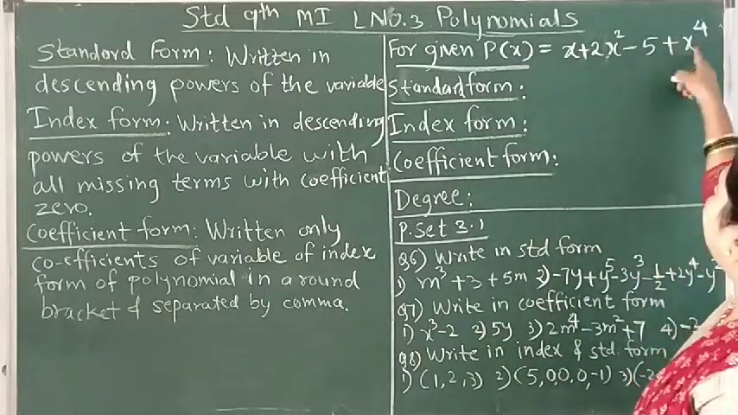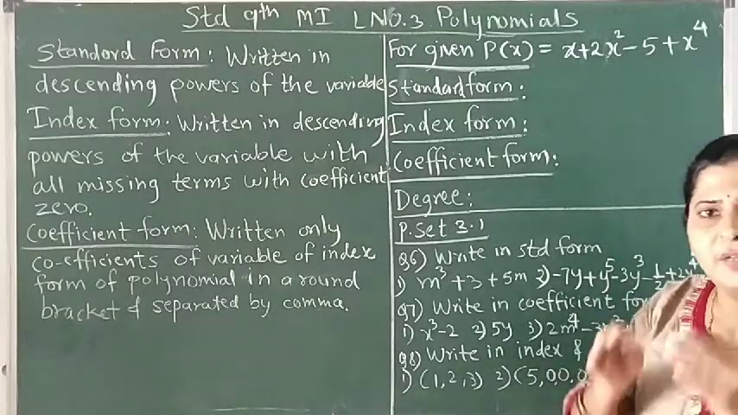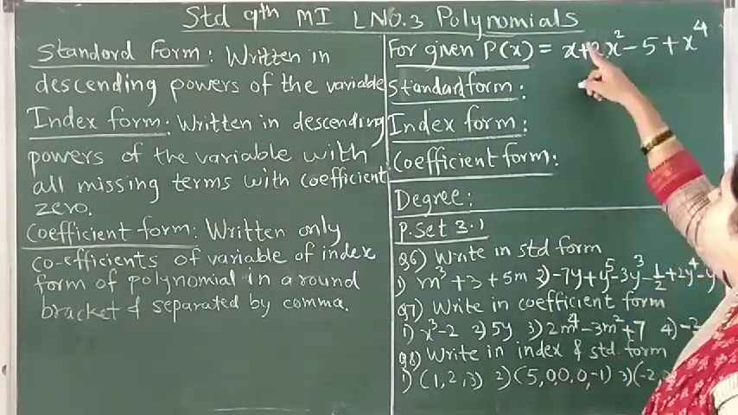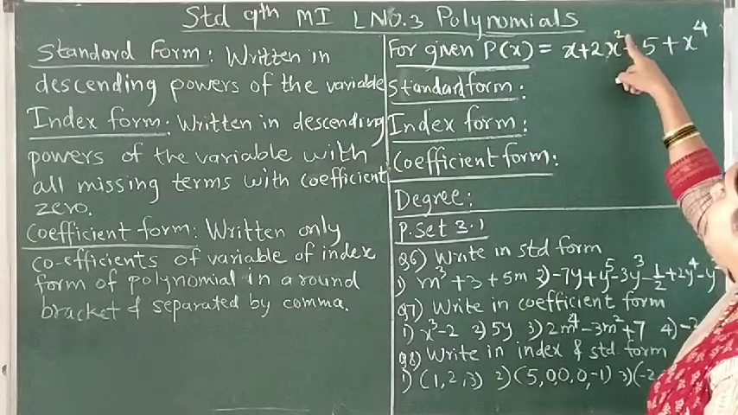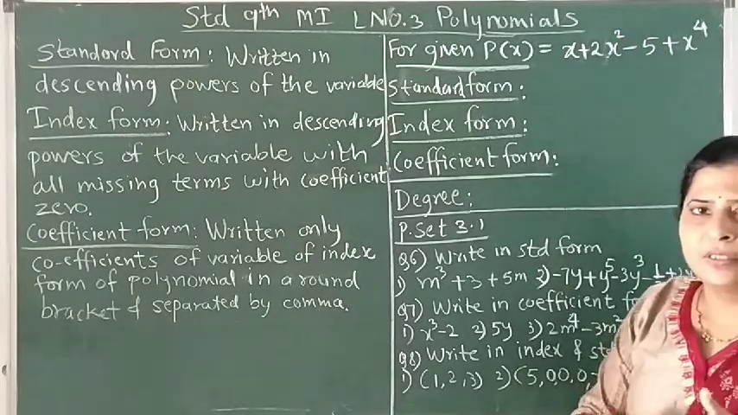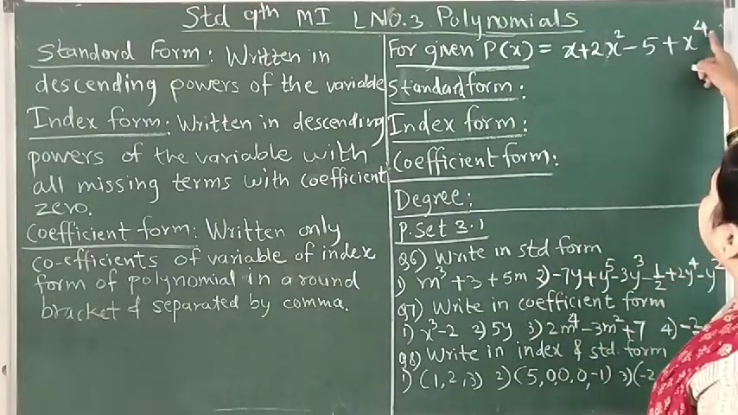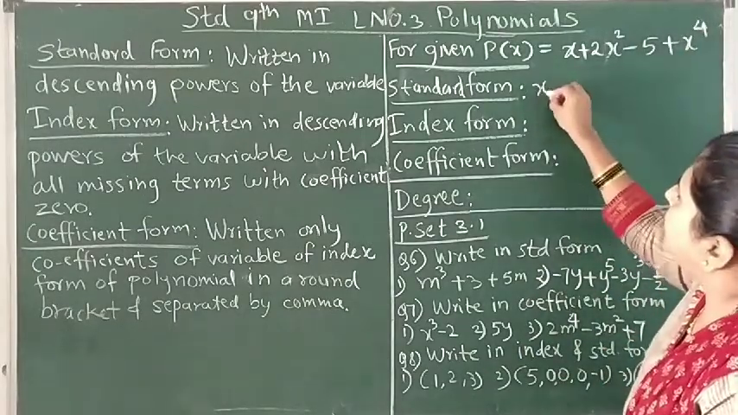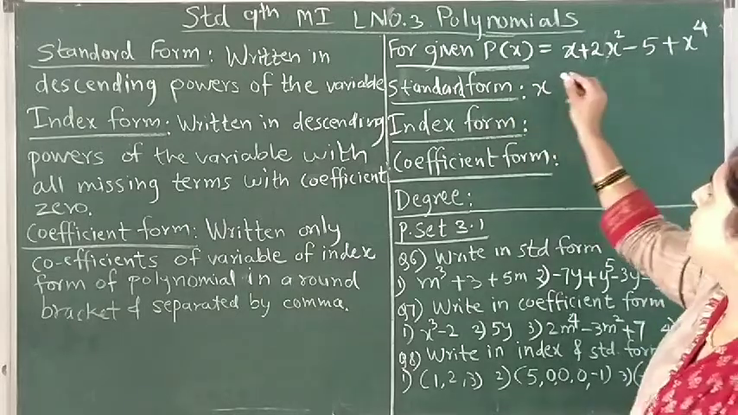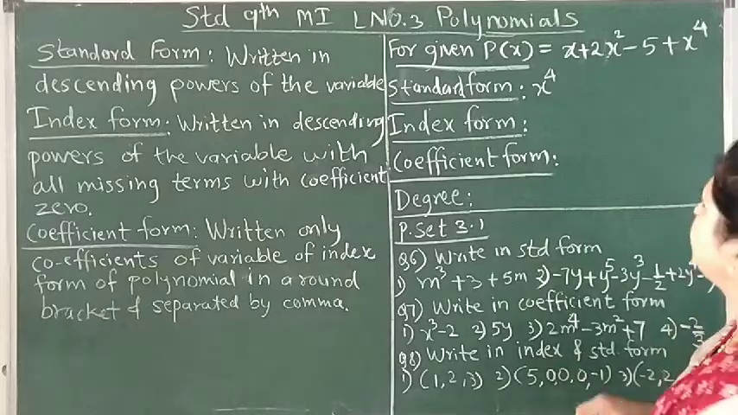So x is the variable, and the highest power is what we have to write first, and then we will write in descending order. Here the power of the variable is 1, here it is 2, here there is no variable x, which means its power is 0. And the last term is x⁴. So the highest power is 4. Okay. So we will write this same polynomial in the standard form, starting with x⁴. So we write this first term as x⁴.